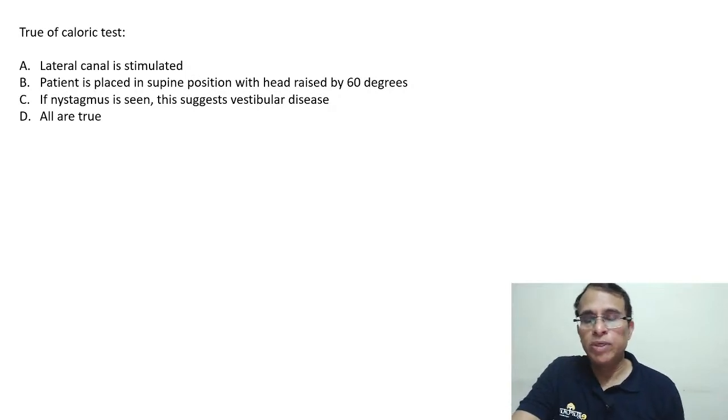Lateral canal is stimulated. Patient is placed in supine position and the head is raised by 60 degree. If nystagmus is seen, it suggests vestibular disease. All are true. So what is your correct answer in this particular one?